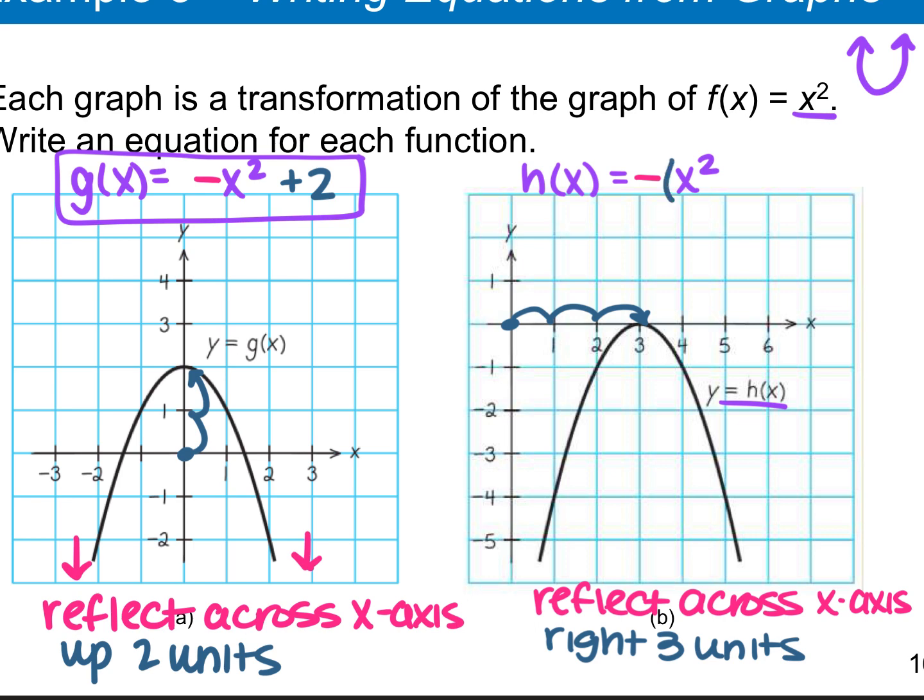So we're going to put parentheses after the negative. We're going to move the power and put the minus 3 to represent to the right 3 in with the x and keep it squared. So we have h of x is equal to the opposite of x minus 3 squared.